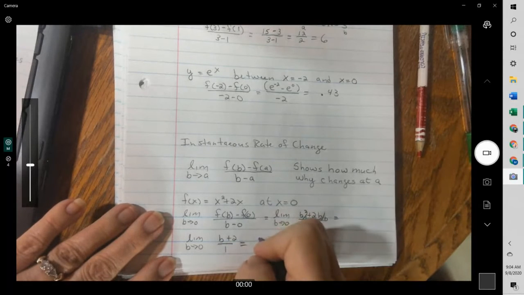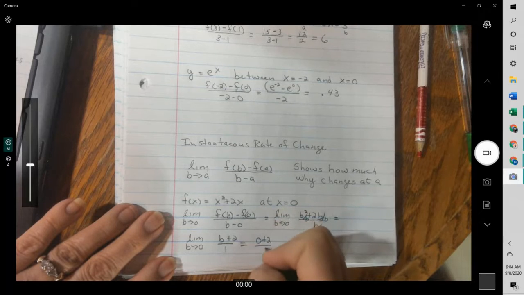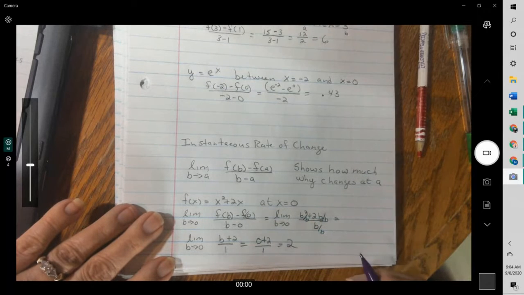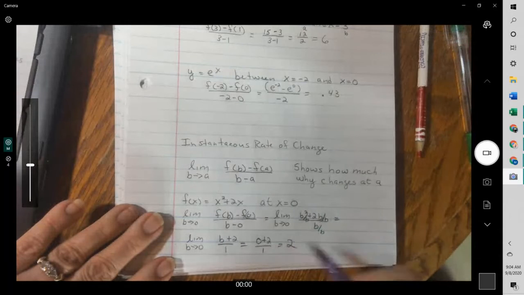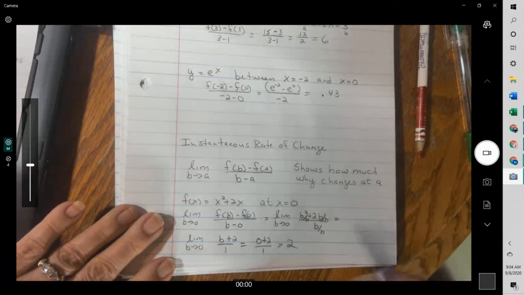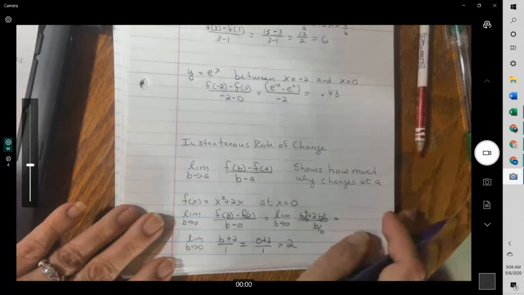Now you can plug your 0 in. 0 plus 2 over 1 is 2. So at 0, this is increasing by 2. Let's try one more.